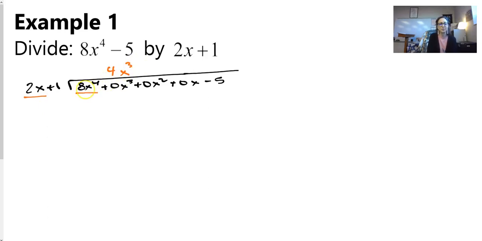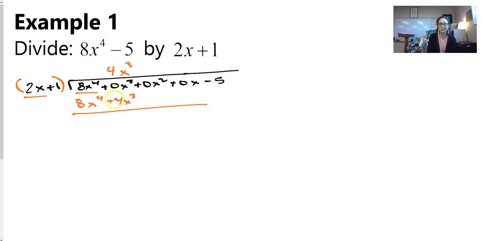Okay, so we divide and then we multiply. So take this orange piece and multiply it, think about distributing it through to the divisor of 2x plus 1. So 4x cubed times 2x, if we did it right, we should get our 8x to the fourth back, right? Now take this 4x cubed times positive 1, that's going to be 4x cubed, okay?